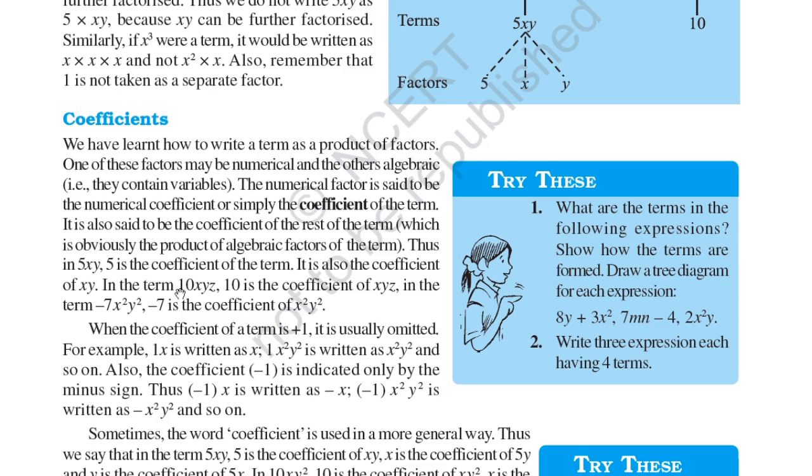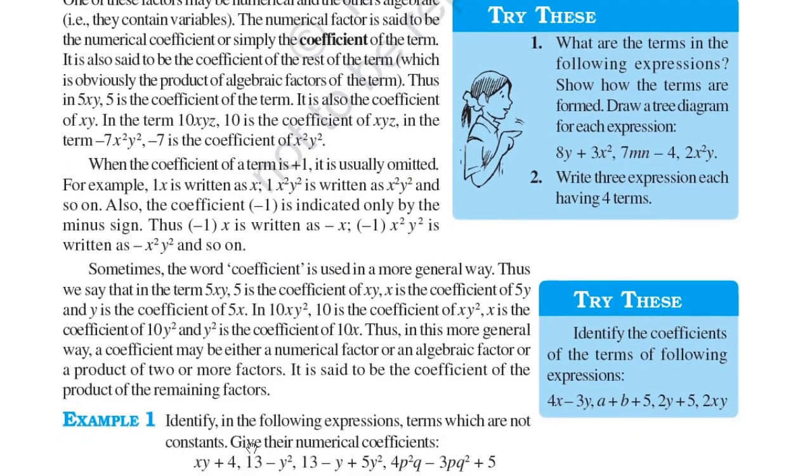In the term 10xyz, 10 is the coefficient of xyz. In the term minus 7x square y square, minus 7 is the coefficient of x square y square. So very easy. When the coefficient of a term is plus 1, it is usually omitted. For example, 1x is written as x, 1x square y square is written as x square y square, and so on. Also the coefficient minus 1 is indicated only by the minus sign. Thus minus 1x is written as minus x, minus 1x square y square is written as minus x square y square, and so on.